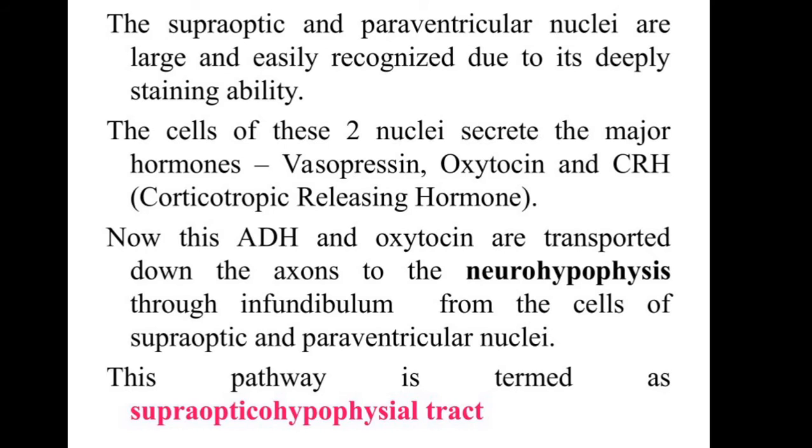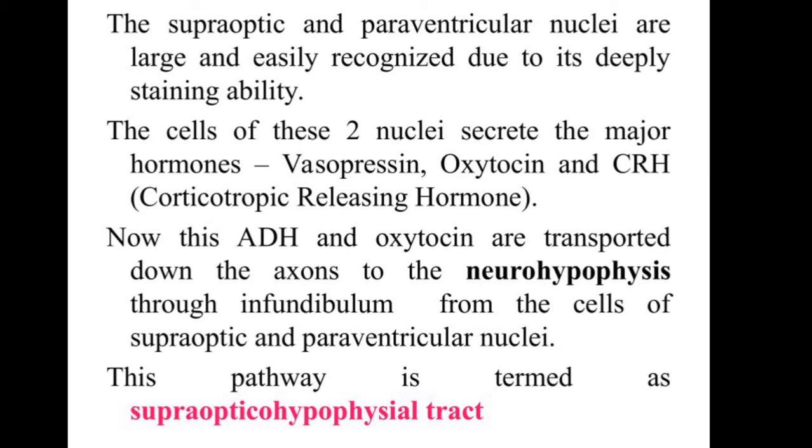The cells of these two nuclei secrete, these two nuclei, supraoptic and paraventricular nuclei, are the two nuclei which are going to secrete the major hormones vasopressin, oxytocin and CRH. What is CRH? Corticotropic releasing hormone. These 3 major hormones are secreted by these two nuclei, supraoptic and paraventricular.